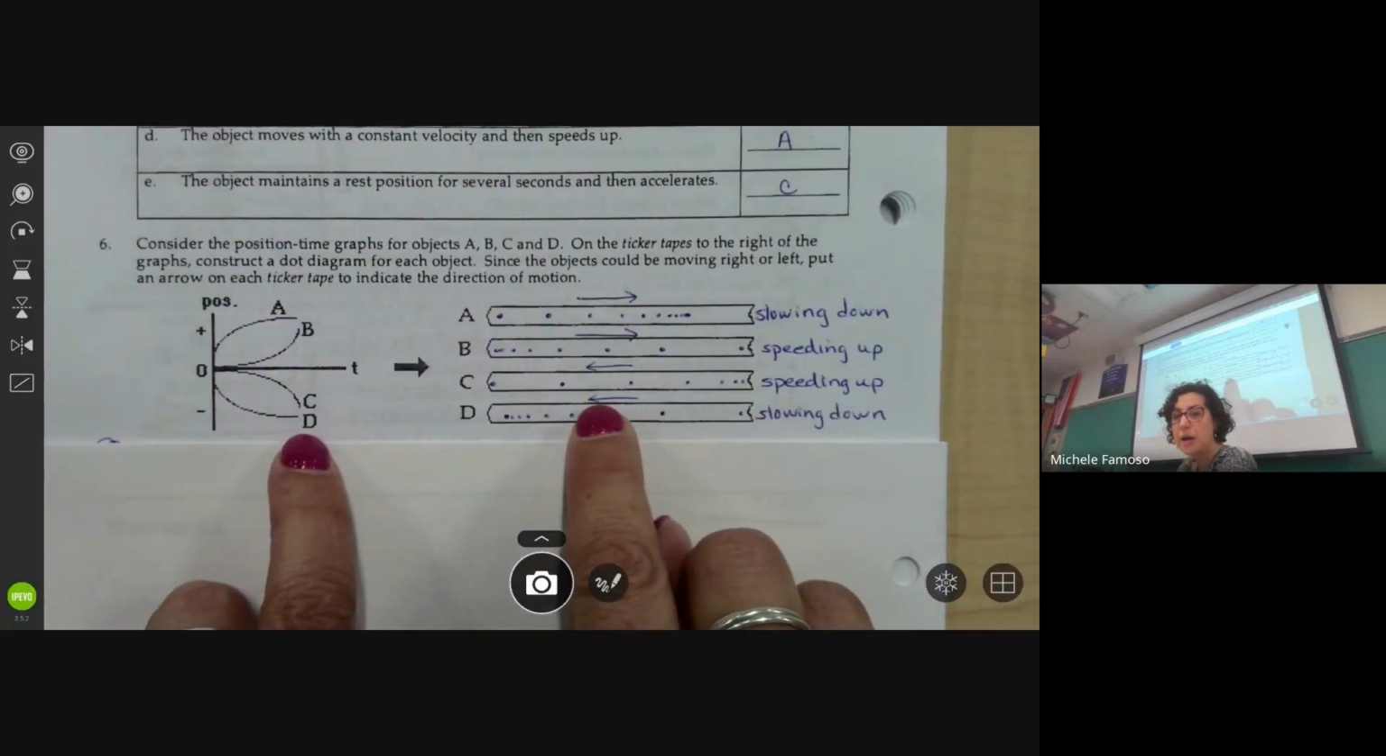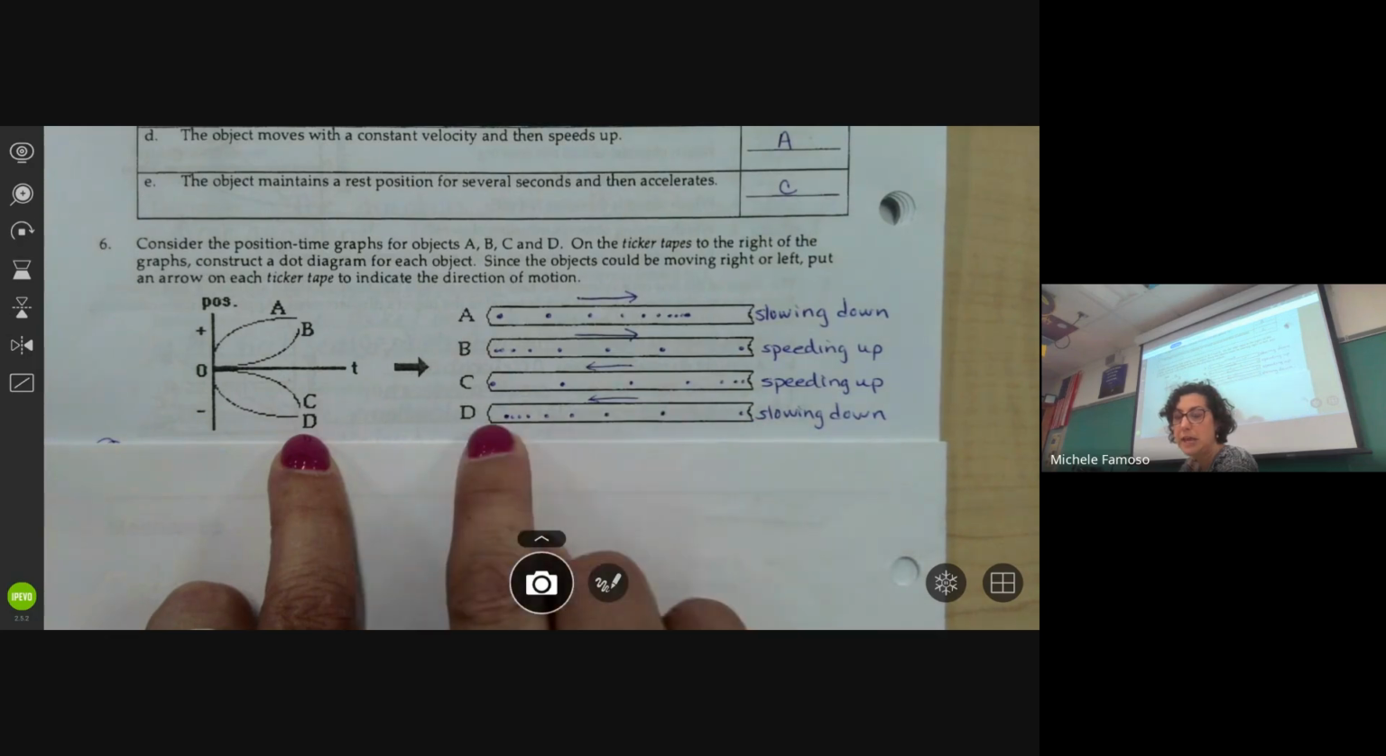So again, I have my arrow on here showing how I'm going to read this from right to left. And these dots are getting closer and closer together.